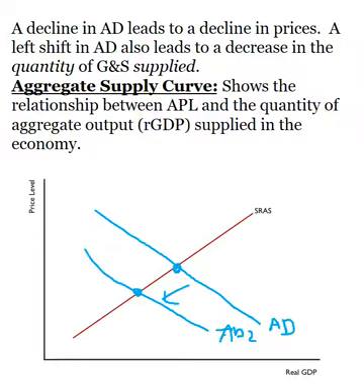Remember that if the line itself shifts, it's an increase or decrease. So here AD decreased, shifted left, but the quantity of SRAS decreased. Wanted to remind you of that.